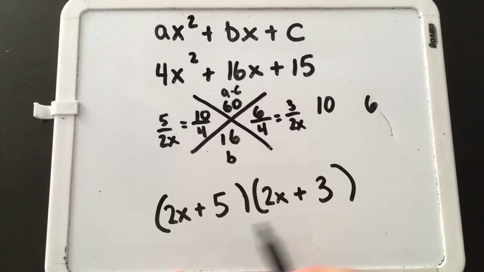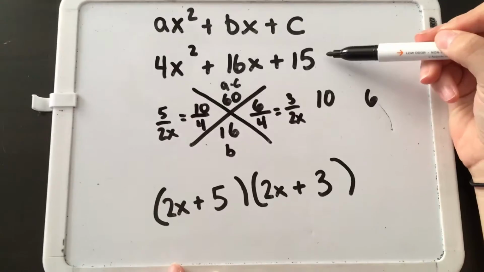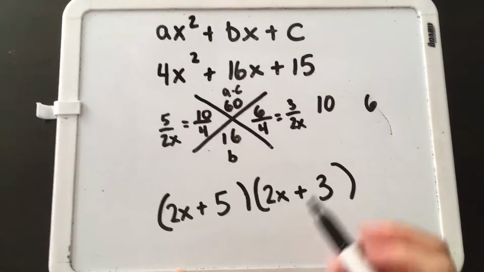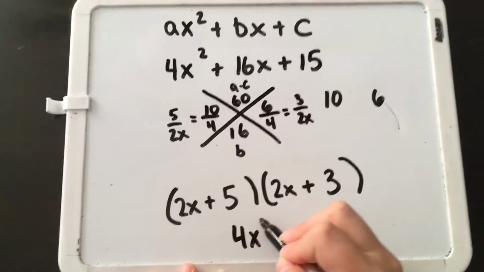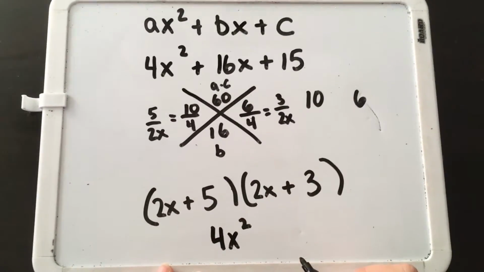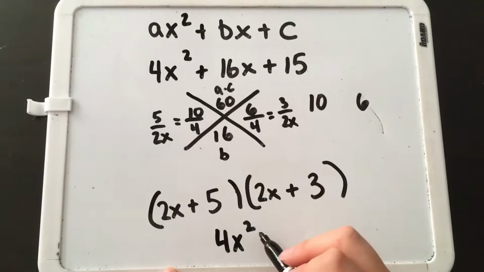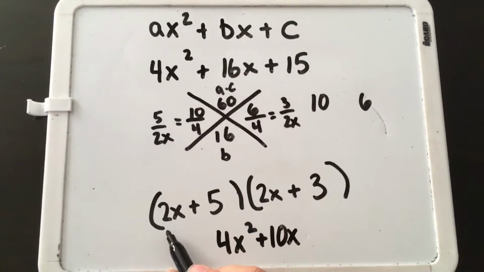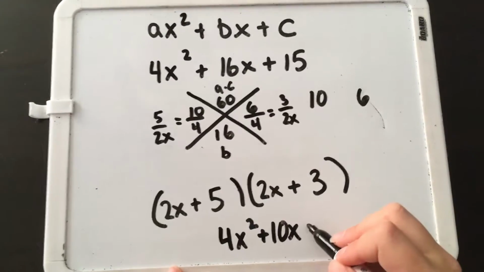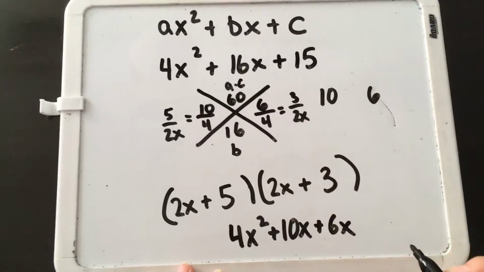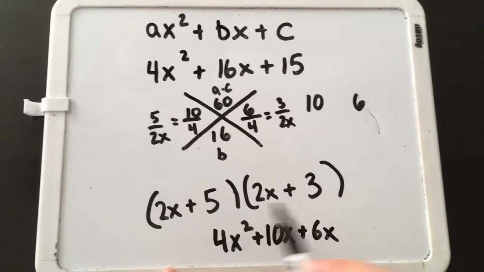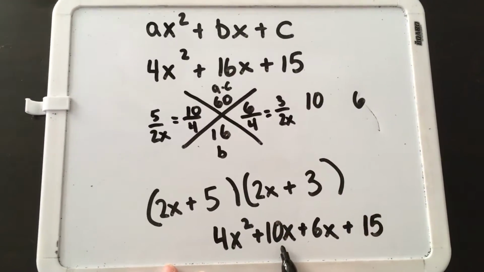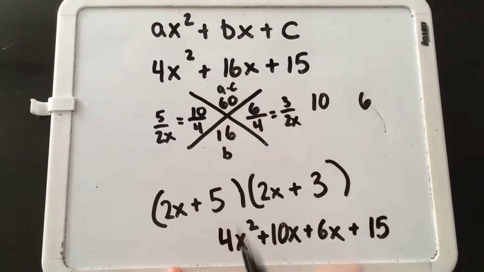Now if you were to FOIL this, you would get what we started with, and let's double check that. 2x times 2x, 4x squared. Now we'll do our inner terms. 5 times 2x is 10x. Outer terms, 2x times 3 is 6x. And our last term, 5 times 3 is 15. And if you were to combine the 10x and the 6x, you'd get the 16x.